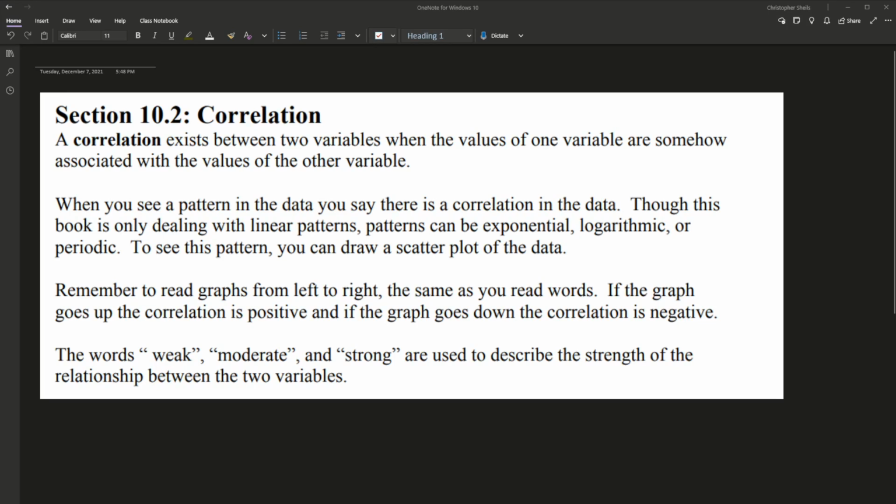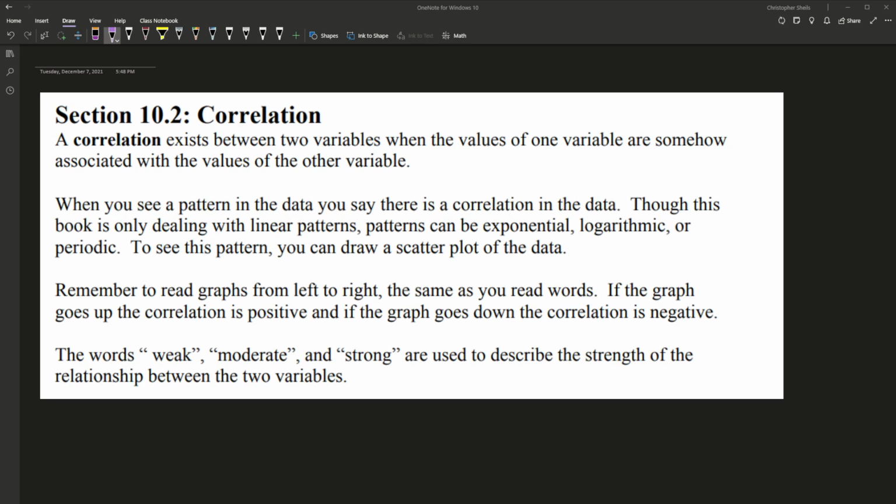Okay, in this video we're going to talk about section 10.2. This is on correlation. A correlation exists between two variables when the values of one variable are somehow associated with the values of the other variable. When you see a pattern in the data, you say that there is a correlation in the data.